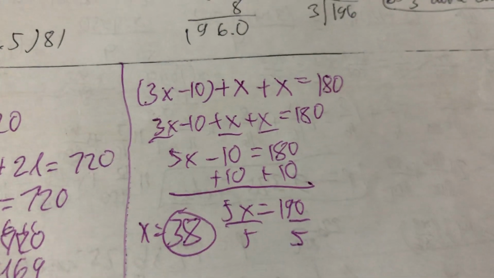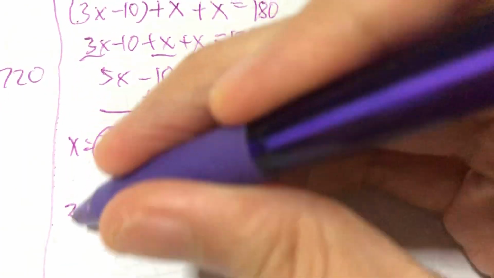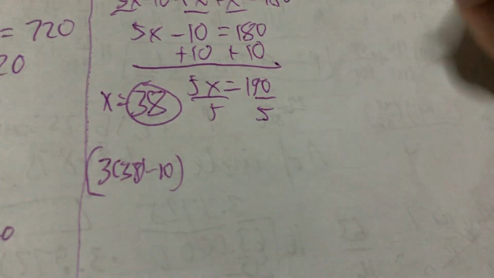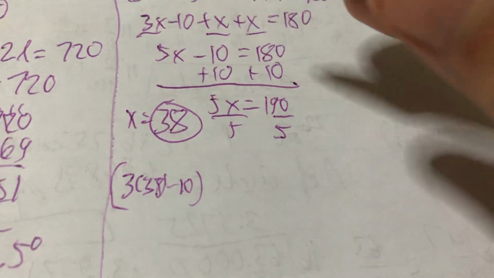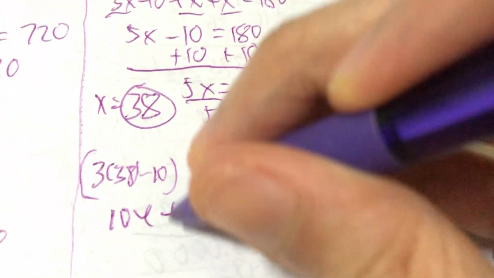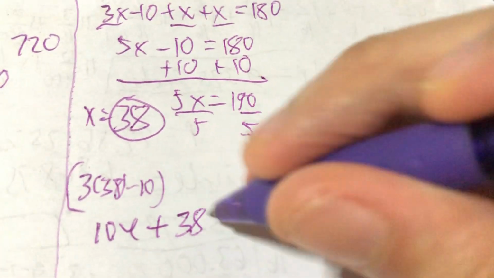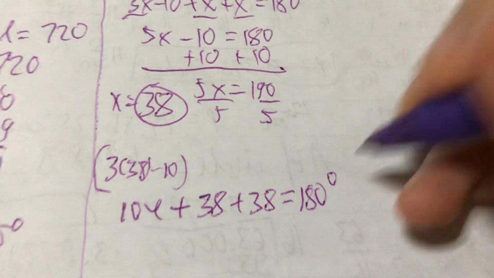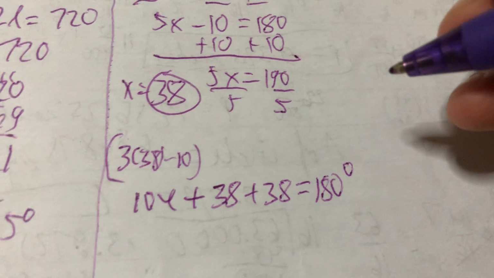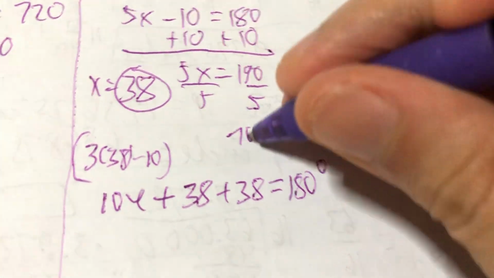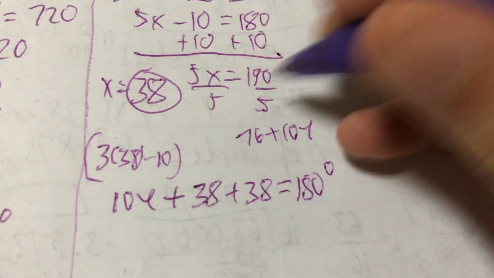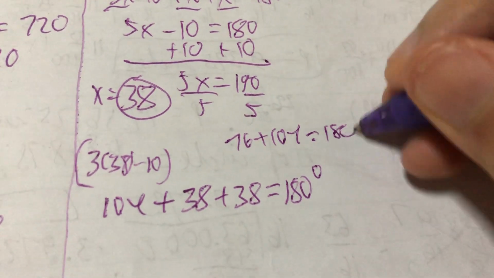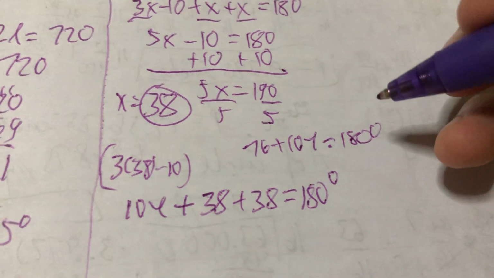Double check so that we can get the angle given. We have 3 times 38 minus 10. Diba? 3 times 38 is 114. 114 minus 10 is 104. 104 plus 38 plus another 38 is equivalent to 180 degrees. So, ganito na lang siya. Okay? 38 plus 38 is 76. And 76 plus 104, of course, 4 plus 76 is 80. Plus 100, you still get 180. So this one checks out.